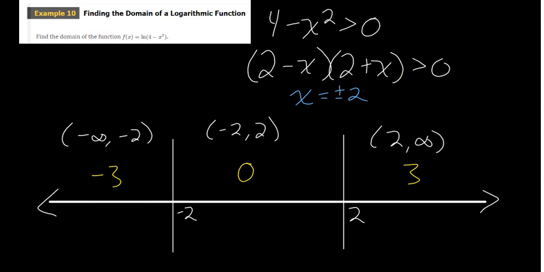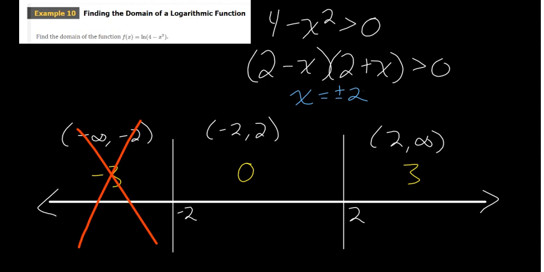So let's begin. If I plug in negative 3 here, well, 2 minus a negative 3 is a positive 5. Perfect. So this is going to be a positive number. But 2 plus a negative 3 is going to be a negative number. Positive times a negative is a negative, and a negative is not greater than 0. So this interval does not work.